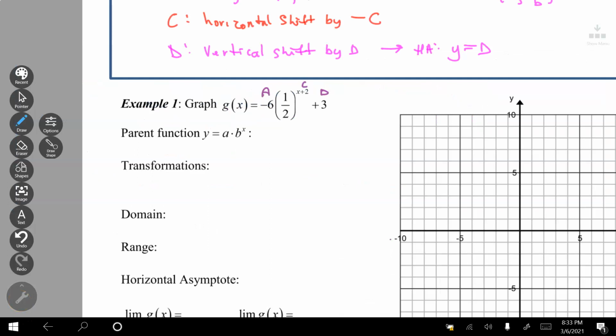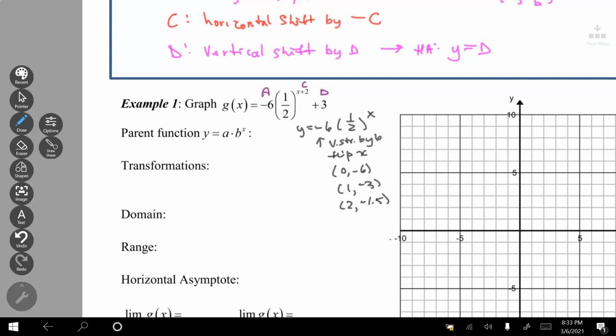So I see 3 letters here, A, C, and D, but I'm going to use y equals negative 6 times (1/2) to the x as my parent. It already has the vertical stretch by 6 and the flip over the x-axis already built into the parent, so I don't have to do them later. So some points on here are going to be (0, negative 6), (1, negative 6 times a half, which would be negative 3), and (2, negative 3 times a half, which would be negative 1.5).